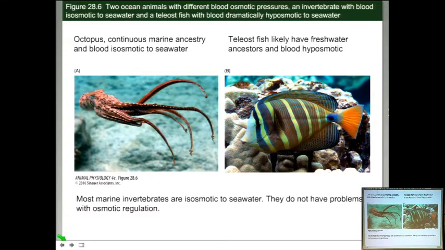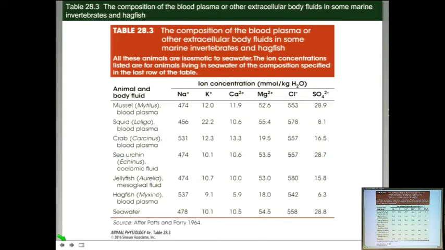Let's look at these in a little bit more detail. So these are the blood plasma or extracellular fluid concentrations in invertebrates and hagfish. Hagfish, a very primitive vertebrate. And what you see here is very high concentrations of sodium compared to mammals, and very close to the seawater levels for sodium, potassium, calcium, magnesium, although there are some variations. There's a very low magnesium in the crab and in the hagfish. Chloride, fairly uniform. Sulfate has some variations in it. This is seawater at the bottom. So the ion concentrations of these animals are very close to seawater.